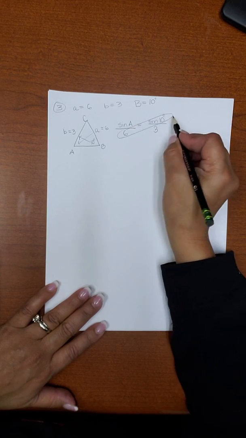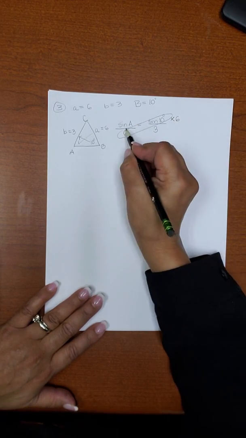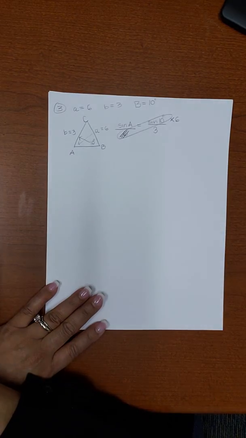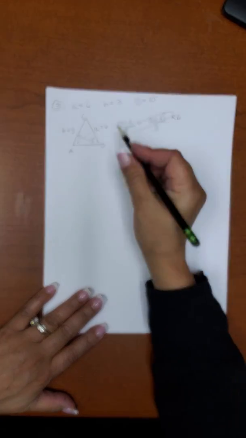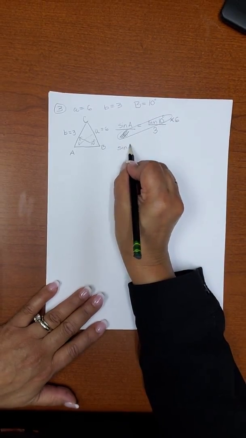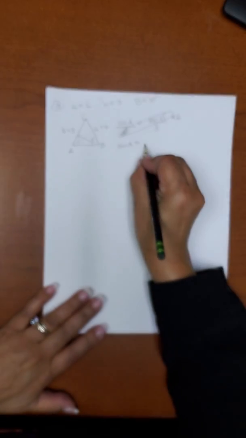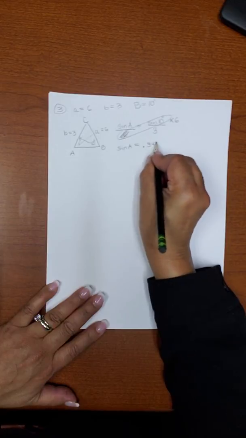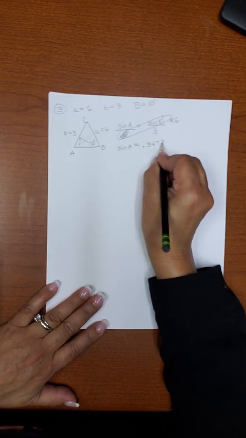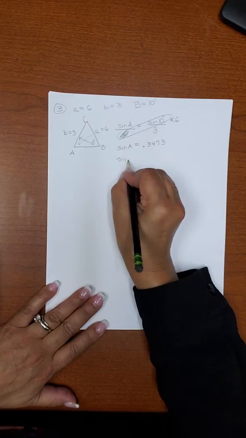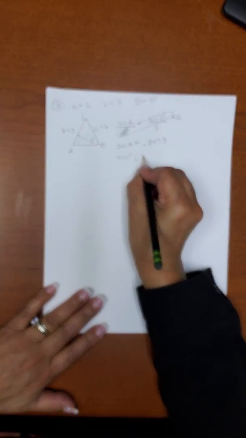Cross multiply that 6 right across the equal sign and cross it out so you don't use it again. Put all of this in the calculator. That'll be equal to sine of angle A. So it's sine of 10 times 6. That's my numerator, divided by 3. And I get 0.3473. Turn it into an inverse whenever you're looking for an angle.